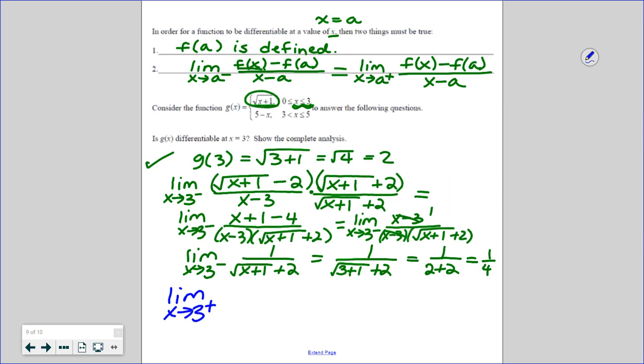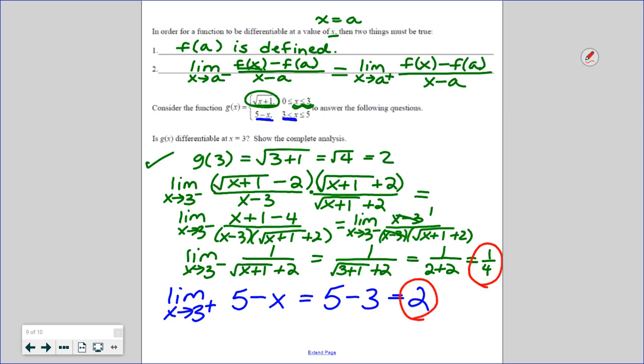Well, if we're approaching 3 from the right, that's when x is greater than 3. So we're actually going to use the 5 minus x. Now, this limit is a lot easier to calculate because we can just do direct substitution and we get 2. Now notice the one-sided limits are not the same. So this just failed number 2. This was a game show, you just got to... All right, so our conclusion would be that g of x is not differentiable at x equals 3.